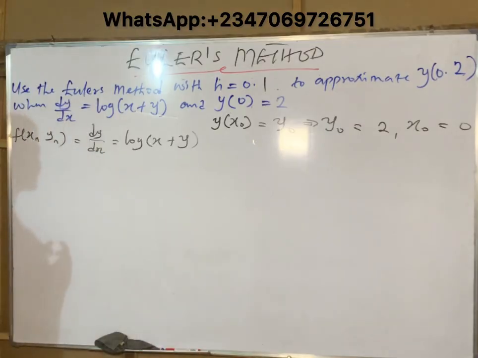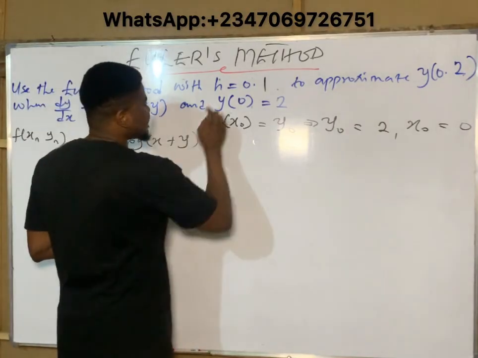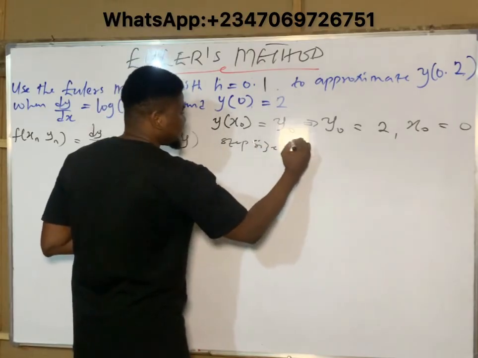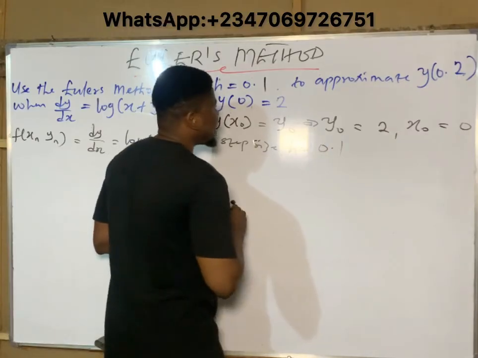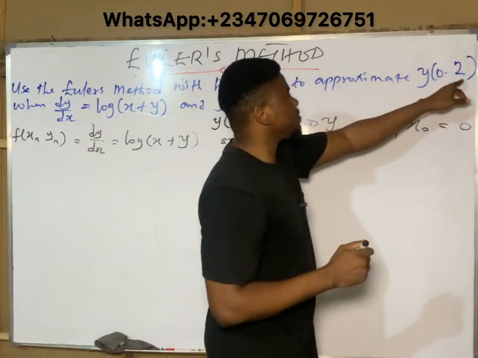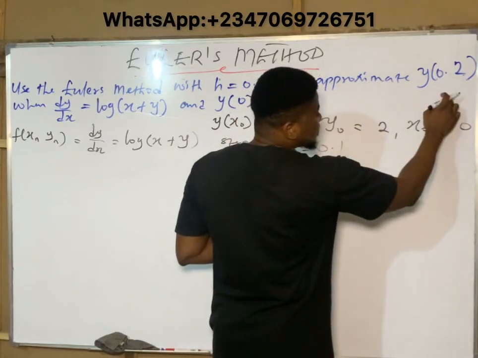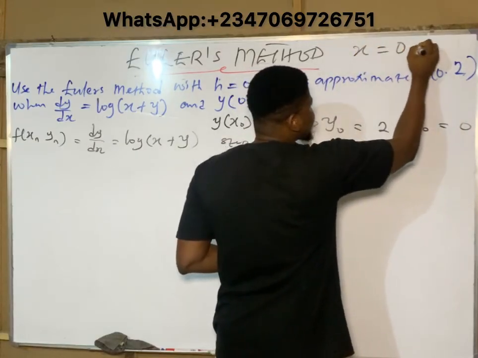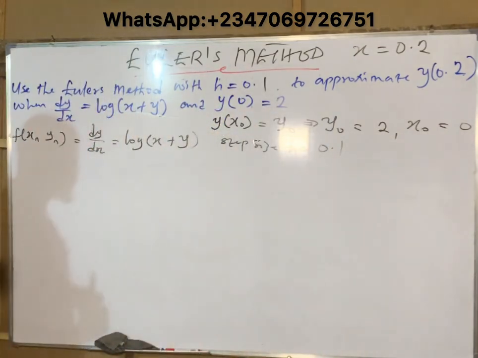In the question we were given the step size h, which is given simply as 0.1, and we were told to approximate y of 0.2. So this simply means find the approximate value of y when x is 0.2.